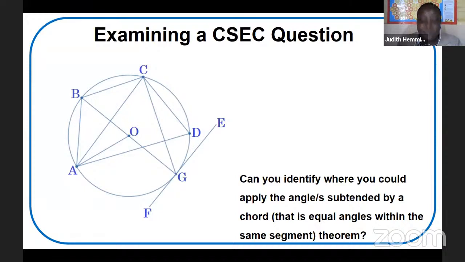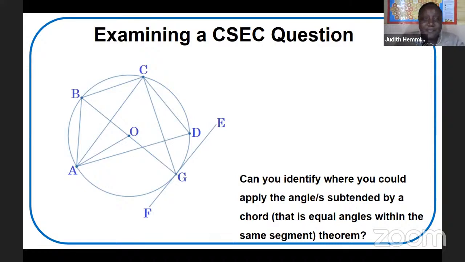ABG. Which chord are they standing on? Denicia, are they standing on a chord? Because you have to identify that they're actually on a chord or an arc. All right, so let me give you an arc that we're going to work with.